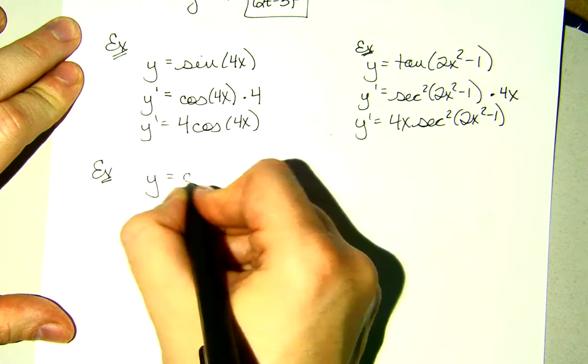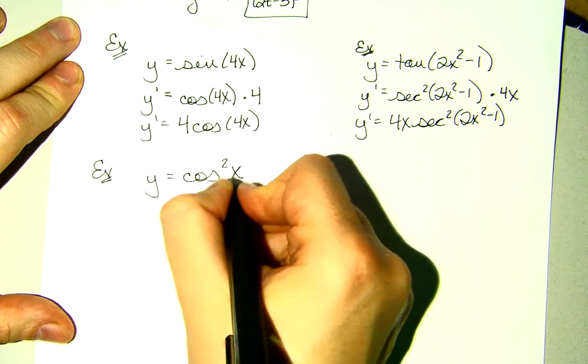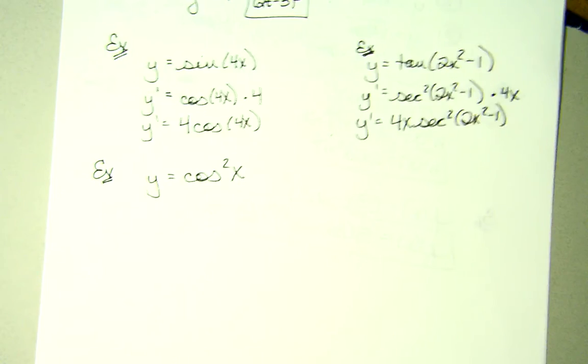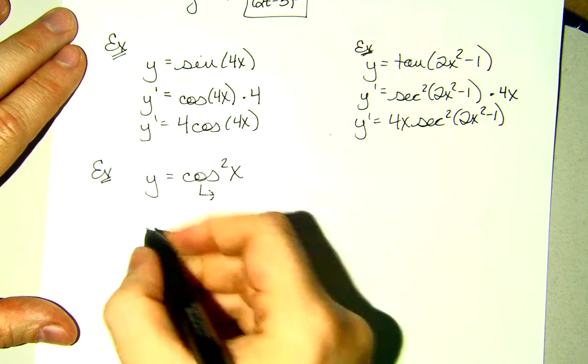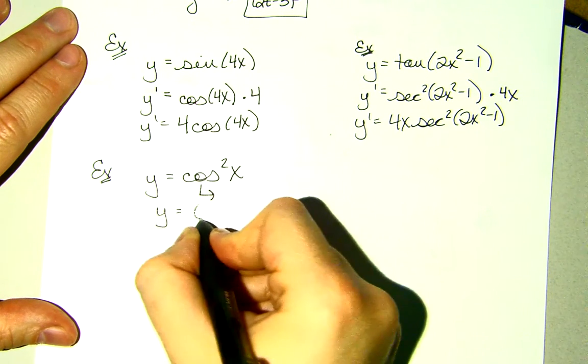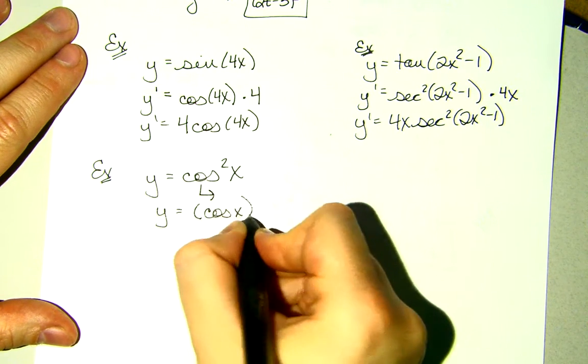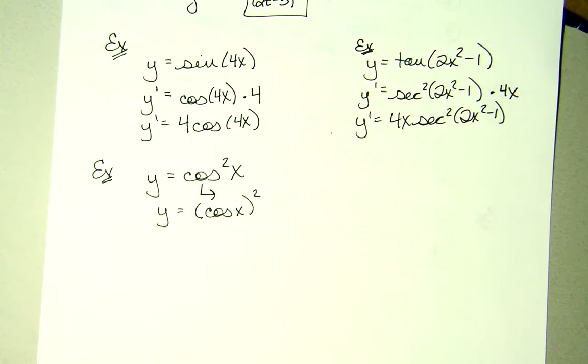Y equals the cosine squared of x. You saw this notation last year in pre-calc. What am I squaring here? What was that? The cosine x. This is just a shortcut way of writing y equals the cosine of x, that thing getting squared.